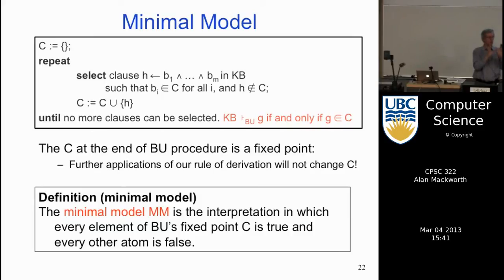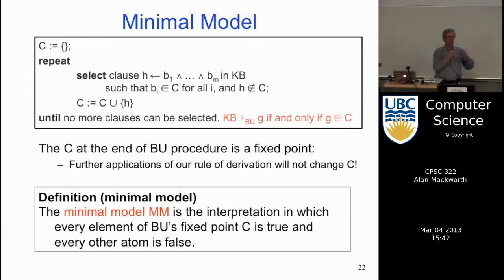Now the minimal model we'll define to be the model where all of those atoms are true and all the other atoms are false. By minimal we mean as small as possible. We want the minimum number of things to be true. And you know that the set of atoms in C has to all be true in every model. So you can't get away with making any of them false. So they're forced to be true. And let all the other atoms be false. We'll call that a minimal model. But actually we need to check that that is actually a model. Just by calling it a minimal model doesn't mean it is a model.